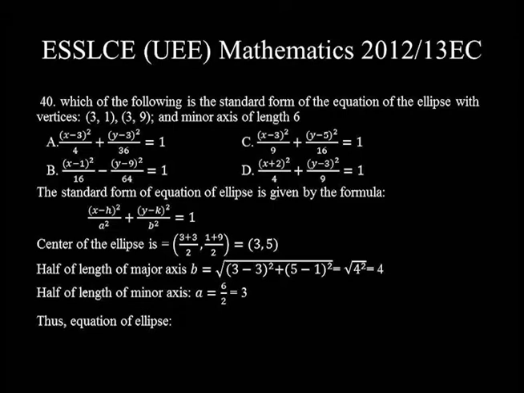Thus, equation of ellipse is (x minus 3) the whole square divided by 3 square plus (y minus 5) the whole square divided by 4 square, which is equal to 1. This implies (x minus 3) the whole square divided by 3 square is 9 plus (y minus 5) the whole square divided by 4 square is 16, which is equal to 1. Hence, choice C is the correct answer.